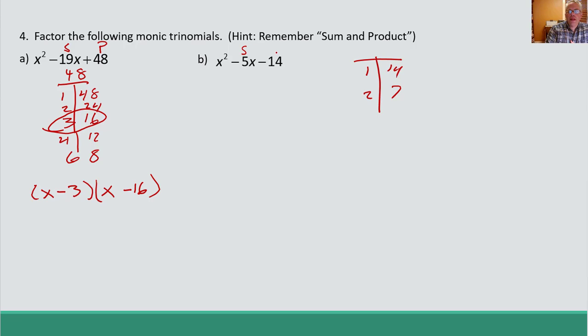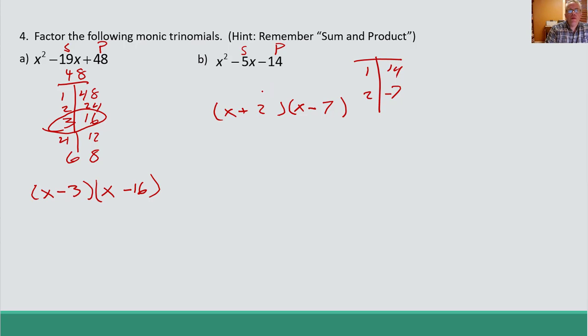They add to a negative and multiply to a negative, so one is going to be positive and one is going to be negative. I think if we do negative 7 and positive 2, that would add up to negative 5. So positive 2, negative 7. So 2 plus negative 7 is negative 5. 2 times negative 7 is negative 14.